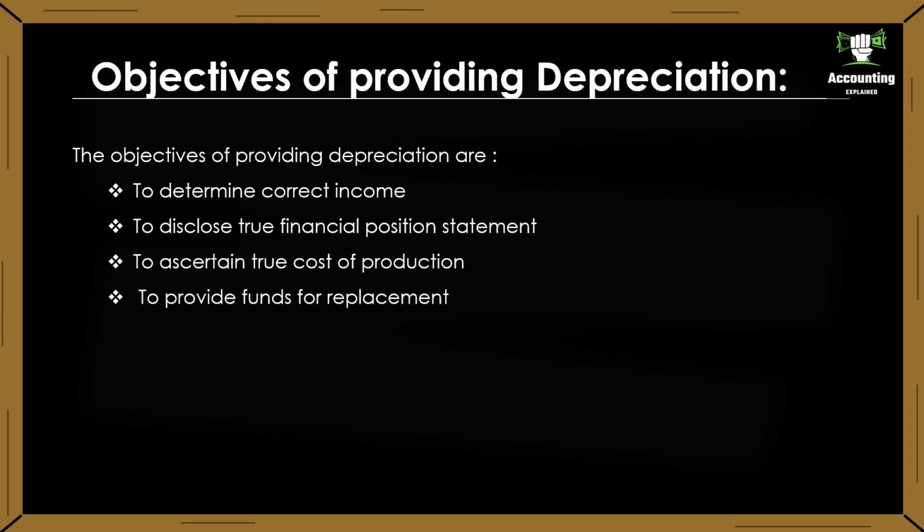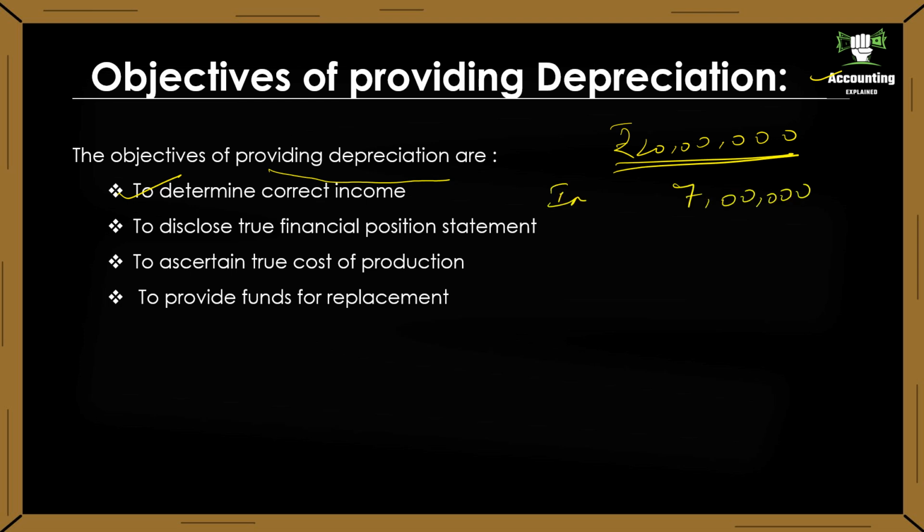Objectives or reasons for providing depreciation. So here imagine the car example which we saw, which we bought for 20 lakhs, used for deliveries in this case. Now we will proceed with that example. The objectives of providing depreciation are to determine correct income. So we are using that car which we bought for 20 lakhs for deliveries. You earn from that rupees 7 lakhs.